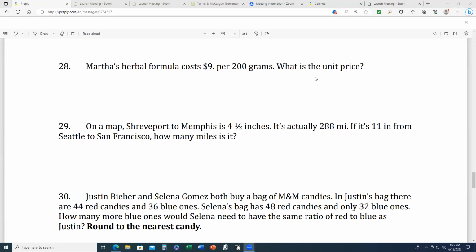Now, the Maharta herbal formula costs $9 per 200 grams. What is the unit price? They want the cost per 1 gram. So you're gonna have to divide 9 by what? 200, correct? Yes, I have to measure the cost of 1 unit of product, so we'll divide 200 into the 9. So we're gonna divide 200 into 9.